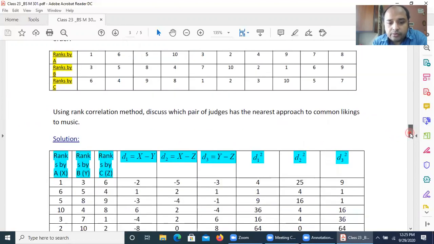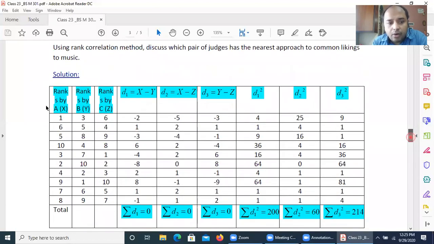In this case, the calculation is very simple. We tabulate all the items. In the first columns, 1, 2, and 3, we put the ranks by Kumar Sanu, ranks by Shantanu Moitra and ranks by Alka Yagnik. And then we find 3 deviations: the difference of ranks by Shantanu Moitra and Kumar Sanu, the difference of ranks by Shantanu Moitra and Alka Yagnik, the difference of ranks by Kumar Sanu and Alka Yagnik. These differences are called deviations. The sum of deviations is always 0. And then all the deviations are squared: D1 squared, D2 squared, D3 squared, and their summation is calculated over here.